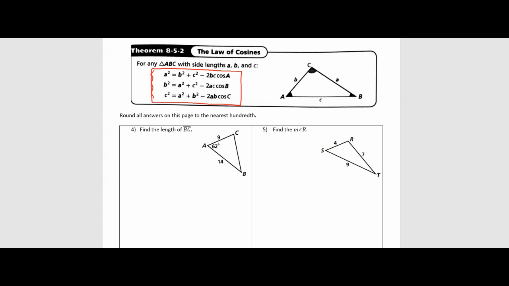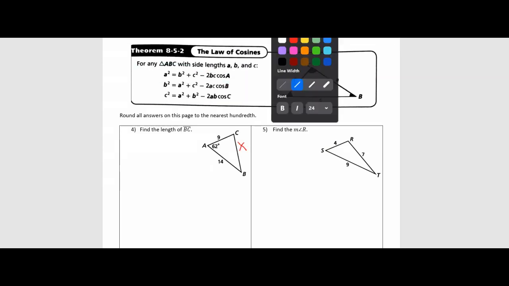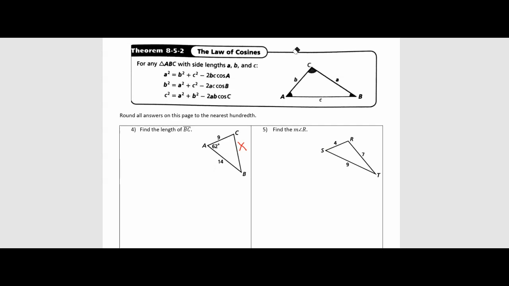In number 4, we're trying to find the length of BC. So we are trying to find x right here. So let's think about what would be the most efficient equation to use. Well, let's take a look at these equations and look at the different parts. You'll notice that this angle that we're using is always the angle across from the side on the left-hand side of the equation, so the side by itself. And that's the same right here, B and B, C and C.